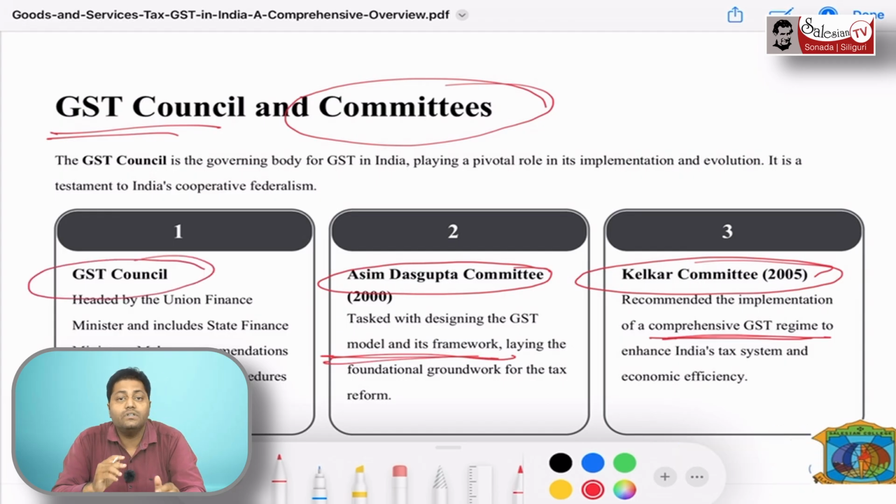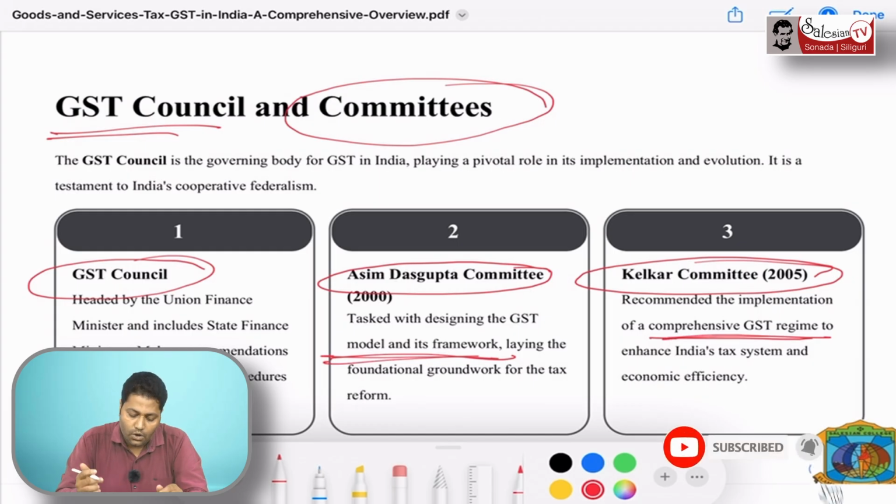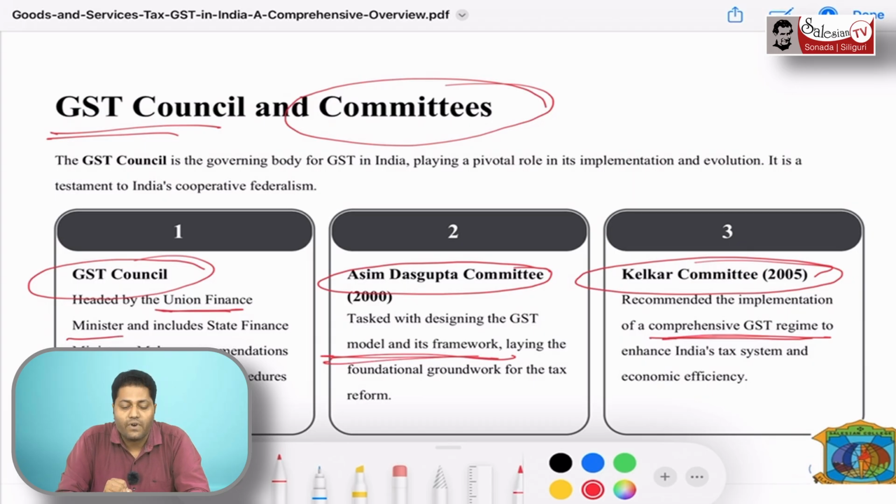Now why is the GST Council important for us? It is important because whatever framework, whatever rules and regulations, whatever changes we are talking about in the system, all the decisions are taken by the GST Council. So the GST Council is very important. Now who will be in the GST Council? It is headed by the Union Finance Minister. It includes the State Finance Ministers. They make recommendations on GST rates, laws and procedures through consensus.